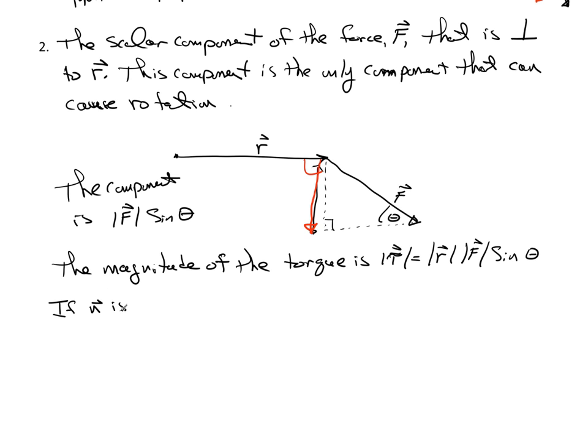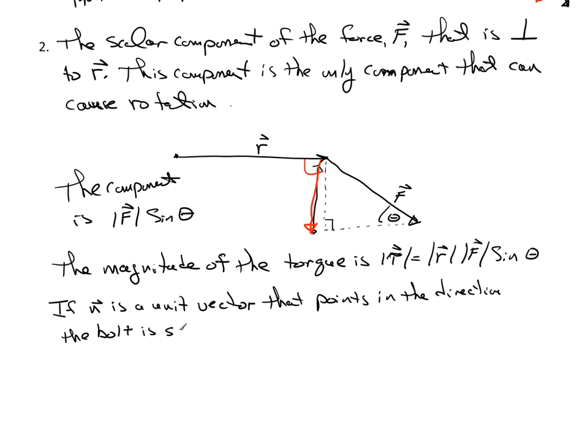If vector n is a unit vector that points in the direction the bolt is screwed in, then the torque vector is going to be tau.